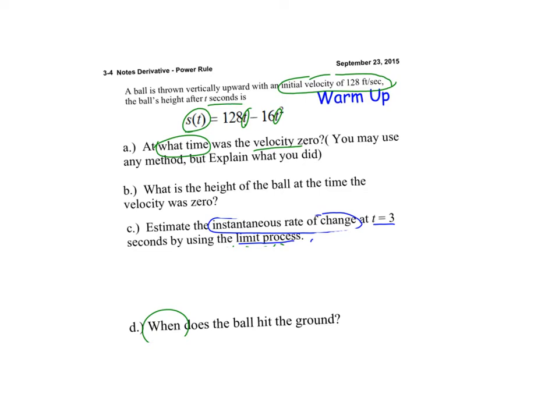Alright, here's a do now. We have one problem. A ball is thrown vertically up with an initial velocity of 128 feet per second. The ball's height after t seconds is given by this equation. And then we have all of these that need to be answered. So go ahead and pause the video and see how much you can get done by yourself.